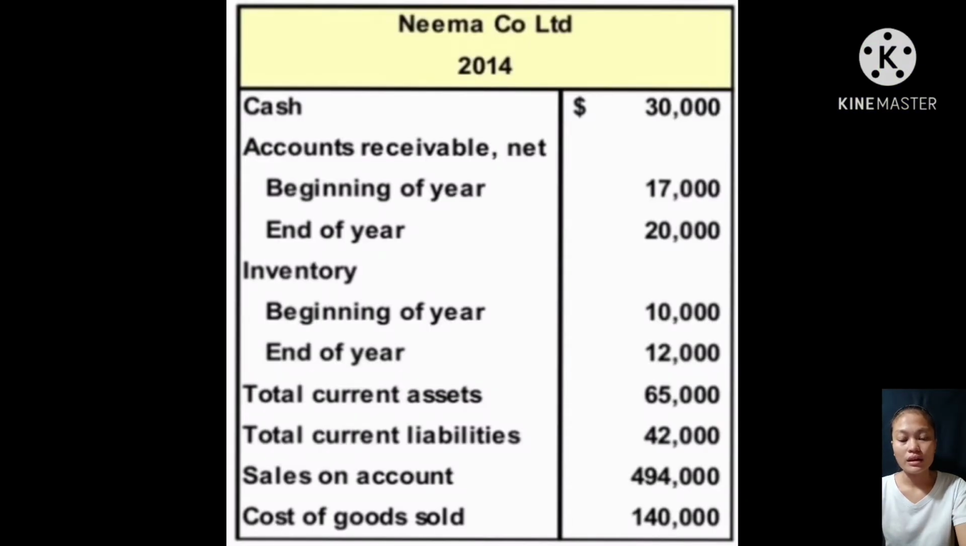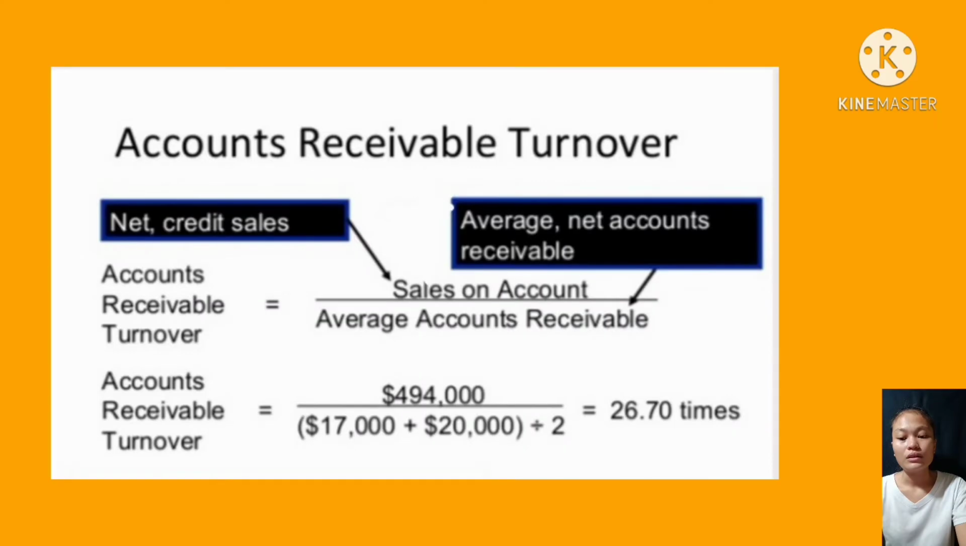Using the report of NEMA Corporation Ltd. Year 2014, we can calculate the accounts receivable turnover. $494,000 would be the sales on account divided by $17,000 is the beginning of year plus $20,000 is the end of year divided by 2 is equal to 18.5. 18.5 is the average account receivable. Then $494,000 divided by 18.5 is equal to 26.70 times.